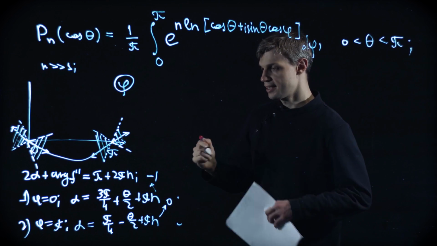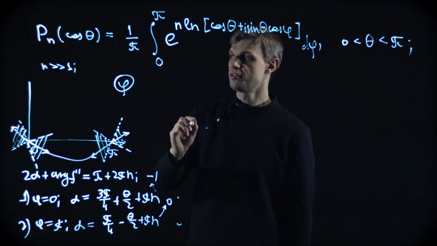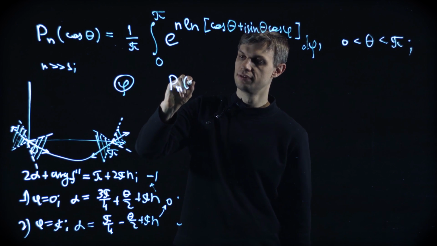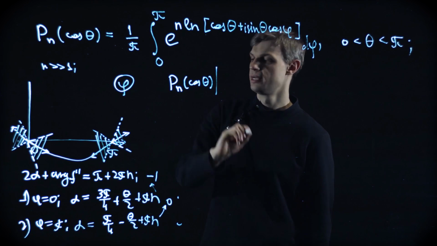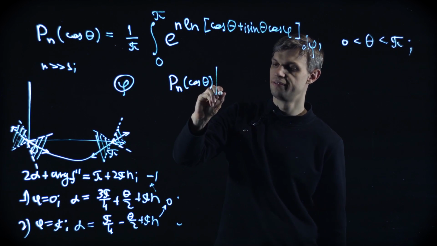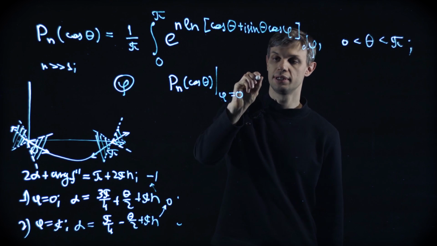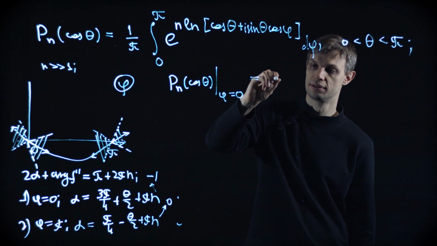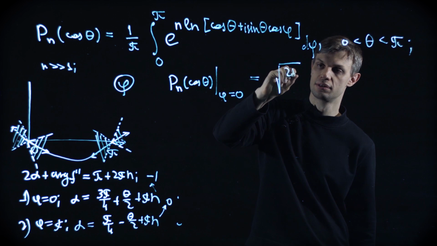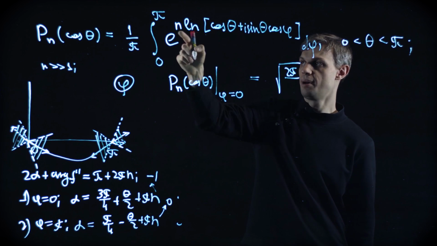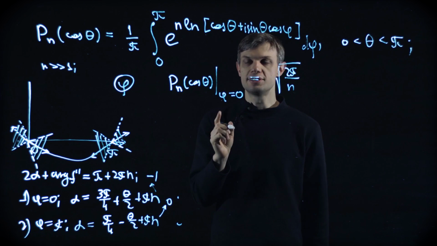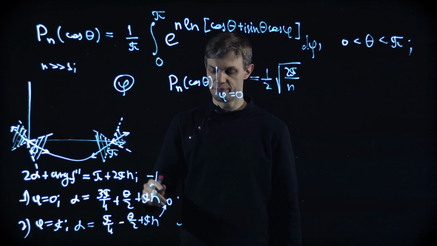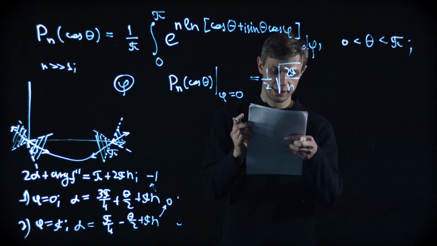And let's continue. First, let's compute the contribution from the first saddle. P_n of cosine theta from the vicinity of phi equal to 0. Well, it's standard. As you remember, it's the square root of 2 pi over lambda. Lambda is n in our case. So we need to plug in 1/2 and the modulus of f prime prime. Let me look up the correct modulus.